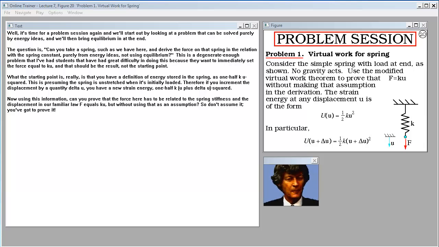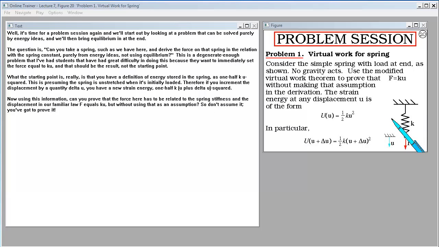Well, it's time for a problem session again. And we'll start out by looking at a problem that can be solved purely by energy ideas, and we'll then bring equilibrium in at the end. The question is, can you take a spring such as we have here and derive the force on that spring and the relation with the spring constant purely from energy ideas, not using equilibrium?